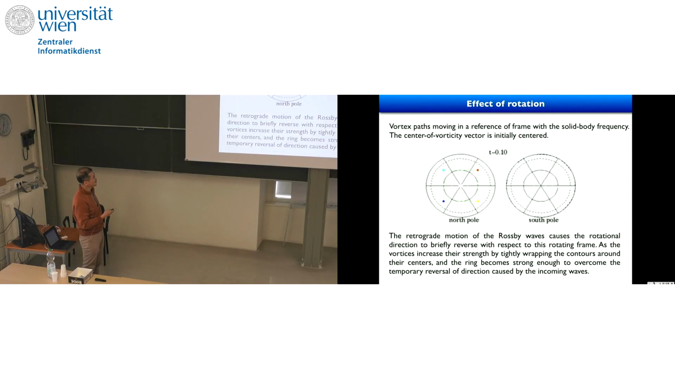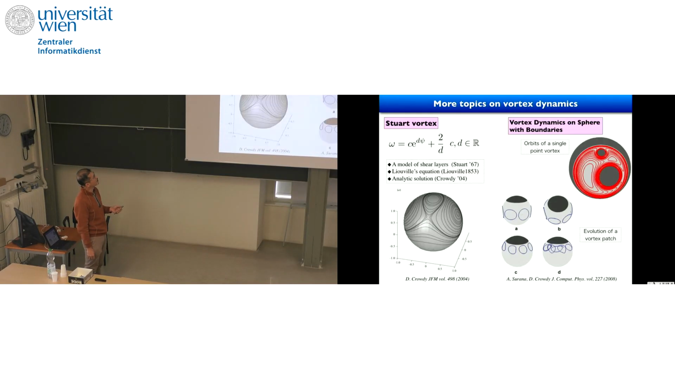This phenomenon can be explained by this. The retrograde motion of the low-speed waves can cause the rotational direction to briefly reverse with respect to the rotating frame. But as the vortices increase their strength by tightly wrapping the contours in the neighborhood, and the ring becomes stronger, it then regains its rotational direction. This is what was observed in the long time evolution. In some sense, this is the effect of rotation. Okay, so it's going this way.